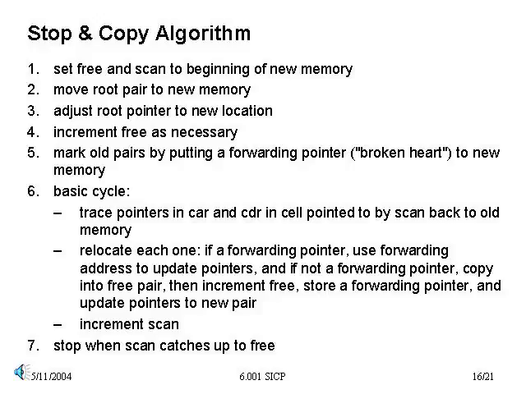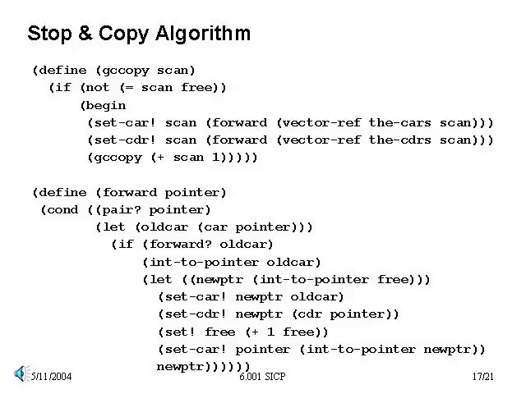And if it's not a forwarding pointer, we copy it into the free pair, increment free, store a forwarding pointer, and update the pointers. And go back and increment scan. And we keep doing that until scan actually catches up to free, telling us that we're stopped, we've done everything we have to move. Now, we can actually implement that. And here's a Scheme description of that code.